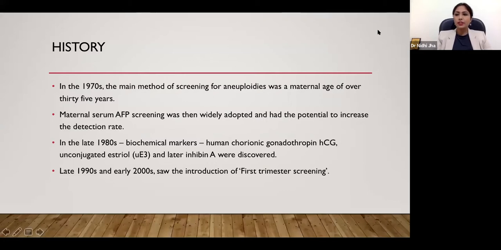Starting from the history, in the 1970s, the main method of screening for aneuploidies was maternal age, more than 35 years. Maternal serum AFP screening was then widely adopted and had the potential to increase the detection rate. In the late 90s, biochemical markers hCG, unconjugated estriol, and later inhibin A were discovered. The late 1990s and early 2000s saw the introduction of first trimester screening.